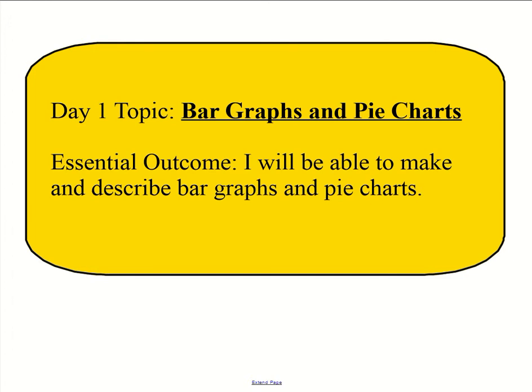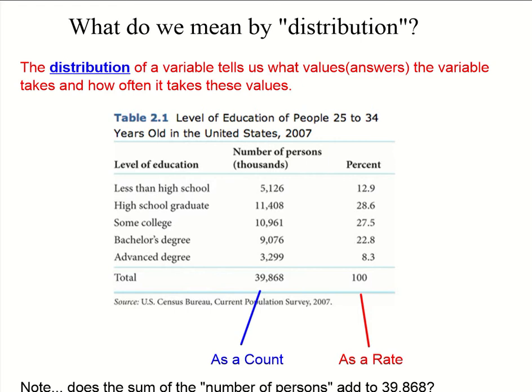And so before we make any of those, we need to look at some data. So here we have a question. It says, what do we mean by distribution? If you think about Chapter 2, our topic is describing distributions of data. The distribution of a variable tells us the different values or answers that variable takes and how often it takes these values.